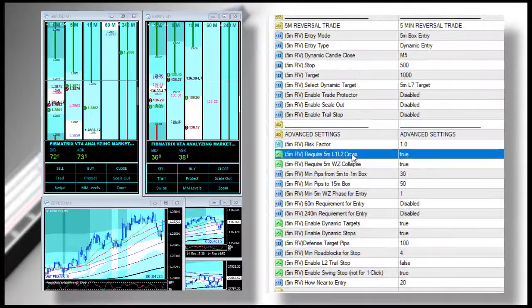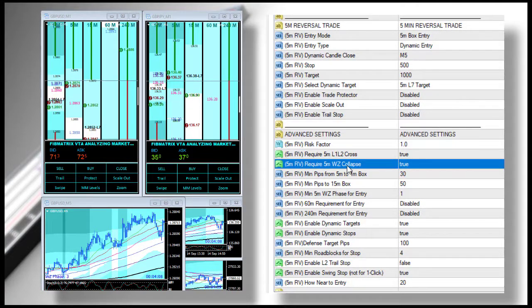Here we go. Require L1, L2 cross. So yes, we're going to need these to be crossed before we're going to get an alert. Require 5-minute white zone collapse. Yes. So this one has collapsed. The white zone on pound dollar has not yet collapsed. So on this one we don't have the cross, we don't have the collapse. We do have the collapse on pound yen. I mean, we have the collapse, we don't have the cross.